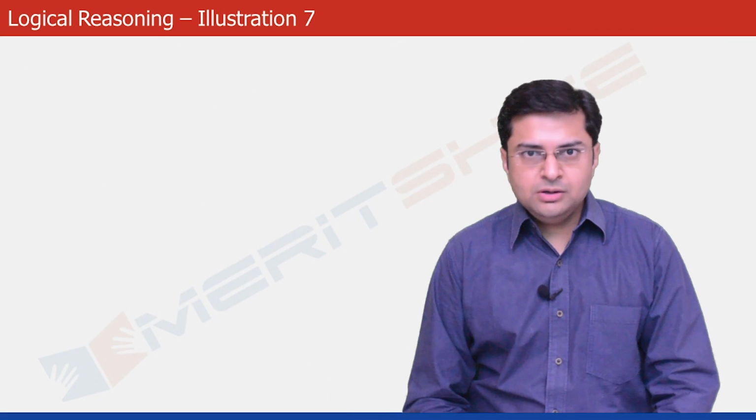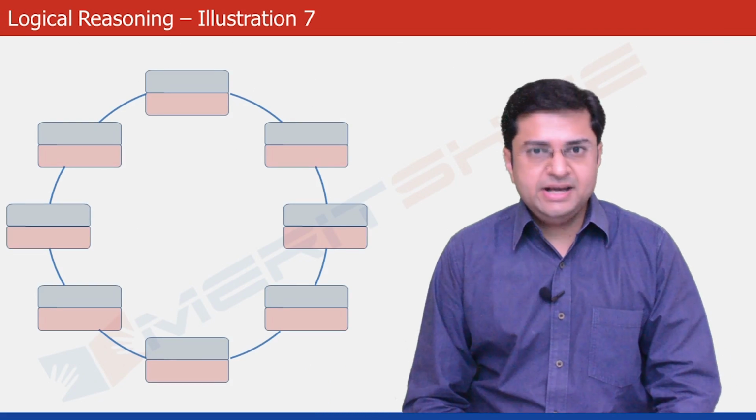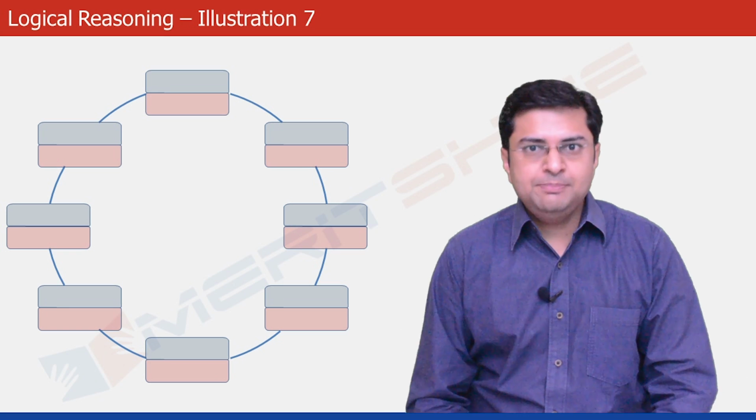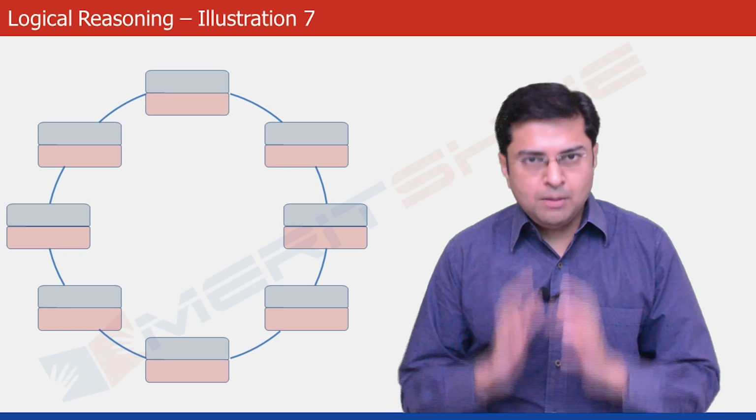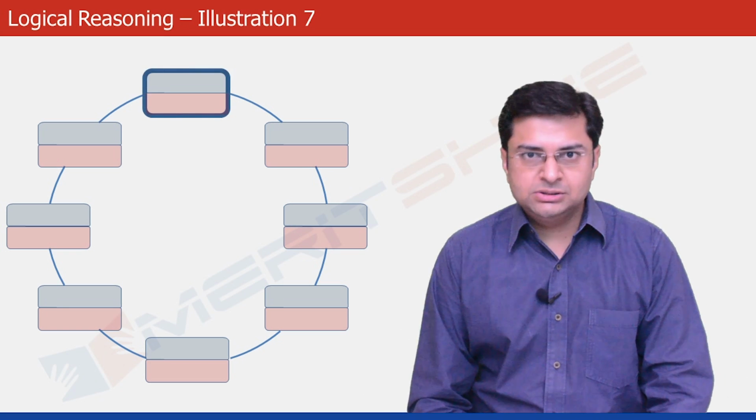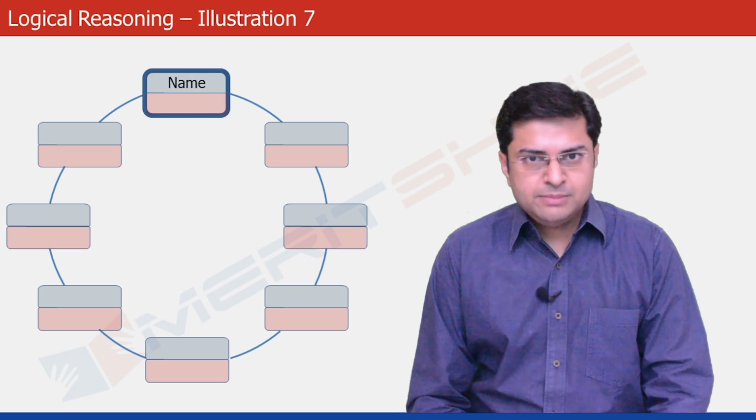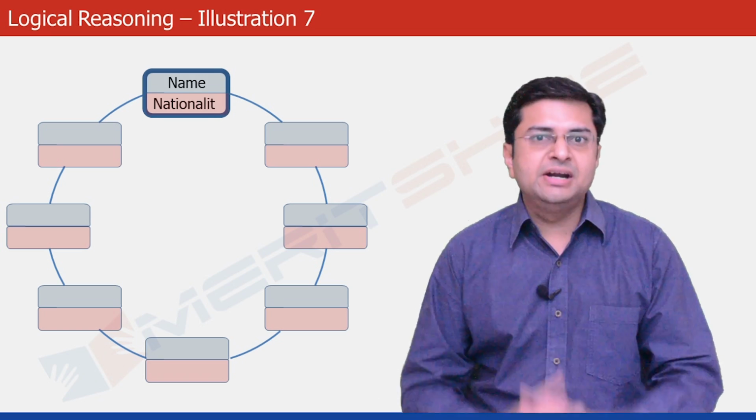The first step here would be to make a structure like this. It has 8 boxes to place 8 people in the circular arrangement. A box has been divided into 2 parts. The upper part would contain the names and the lower part the nationalities.